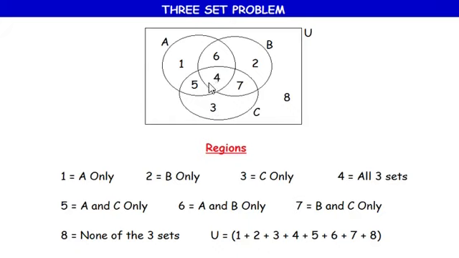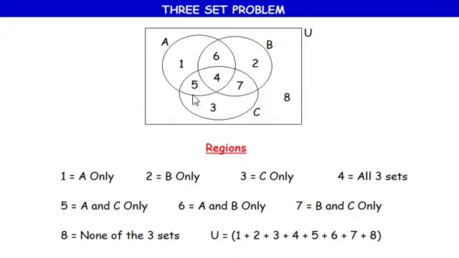Now region 4 represents members that belong to all the three sets, right? If you check region 4, you realize that it is a point where all the three circles meet. Circle A, circle B, and circle C all intersect at region 4, and that connotes the members that belong to all the three sets, right?